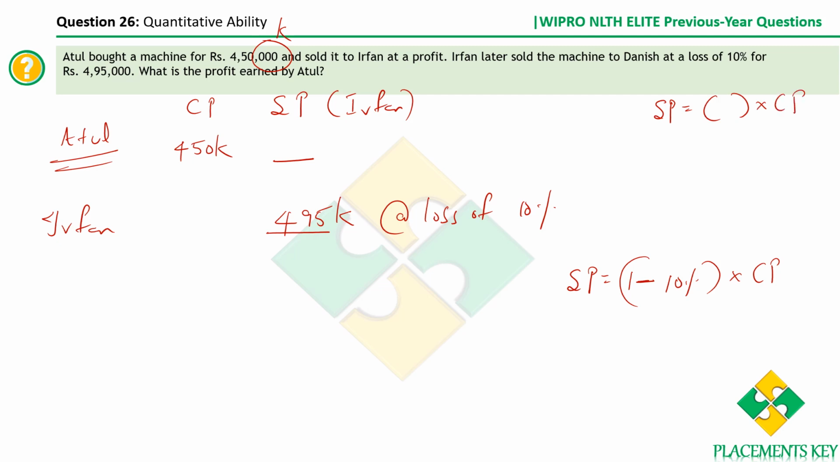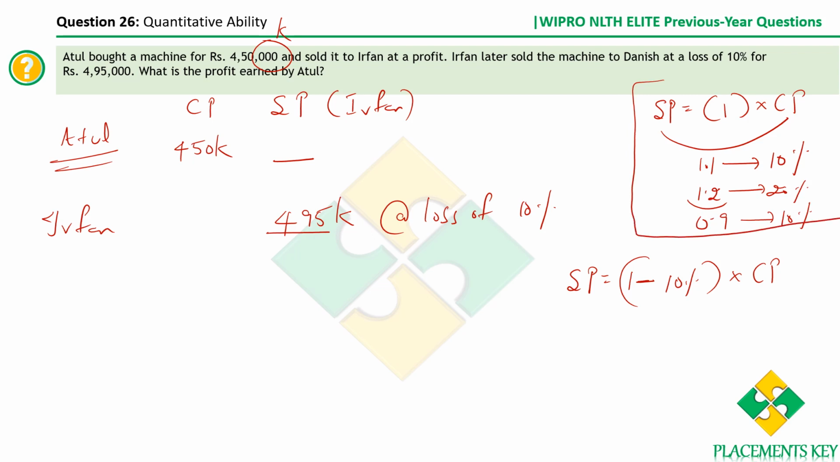So when the multiplying factor is 1, there is no profit, no loss. When the multiplying factor is 1.1, there is a profit of 10%. Let's say when the multiplying factor is 1.2, SP is equal to 1.2 into CP, there will be a profit of 20%. Let's say the multiplying factor is 0.9, there is a loss of 10%, and so on and so forth. So this way we can ascertain the relation directly.